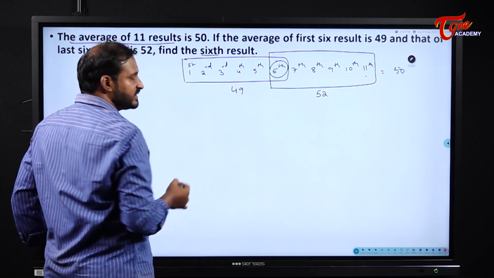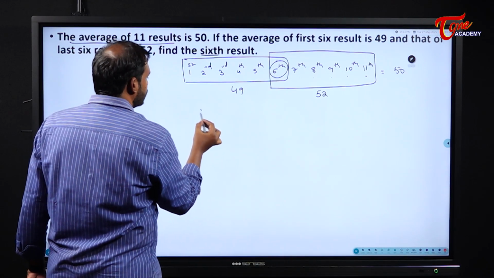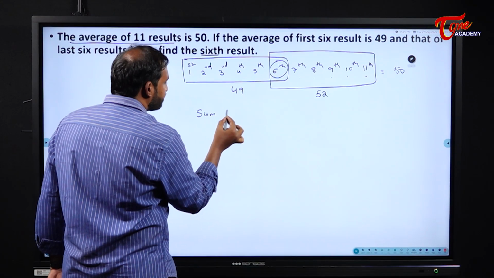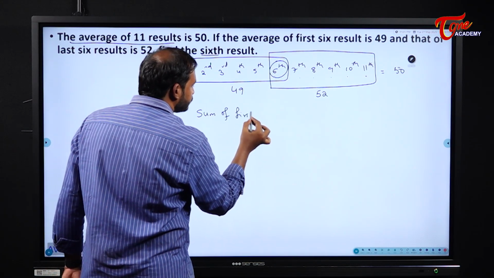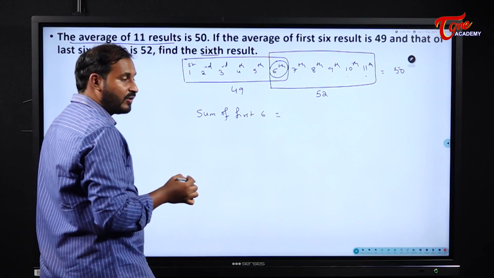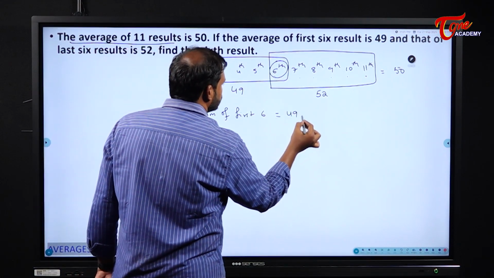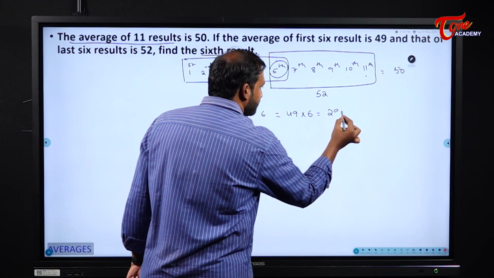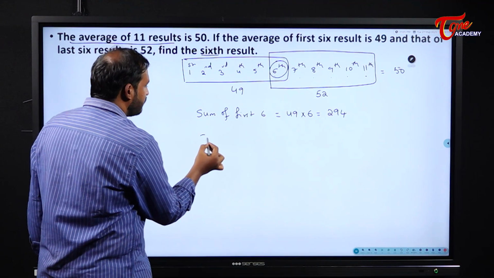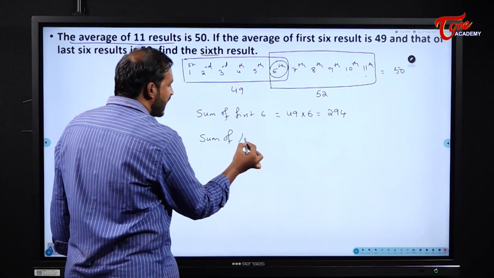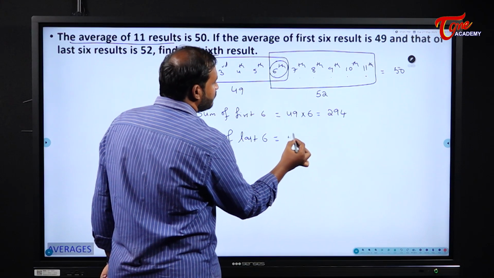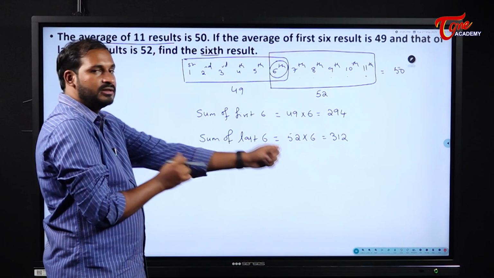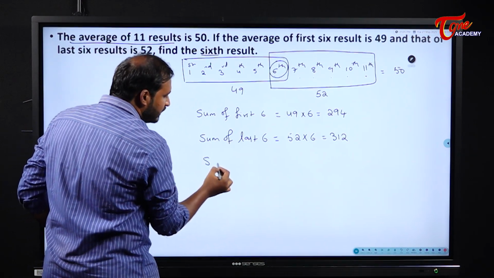The average of the first 6 observations is 49. So the sum of the first 6 will be 49 into 6, which is 294. The sum of the last 6 will be 52 into 6, which is 312. Now, the sum of all the 11 observations is 50 into 11, because their average is 50.